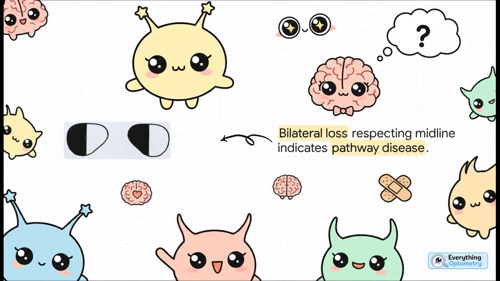When a hemianopia defect shows bilateral loss that strictly respects the vertical midline, that is a massive, screaming warning sign of visual pathway disease. Spotting these exact defects in a patient who just came in for a routine headache might literally be the only thing standing between them and an undetected life-threatening brain tumor.